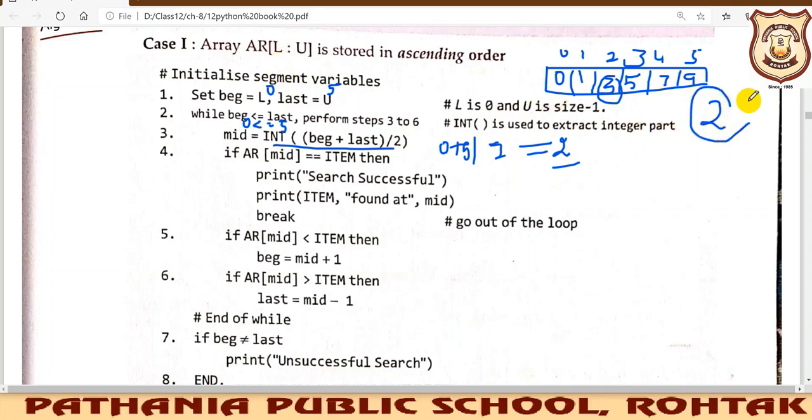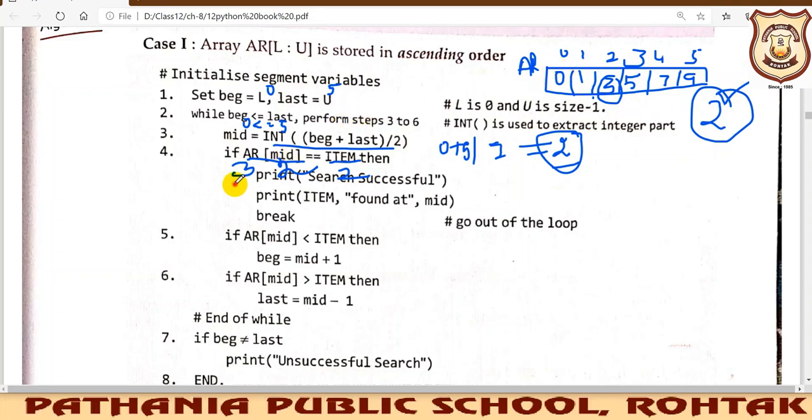My item that I want to search is 2, and AR of mid, this is my array AR. AR0 is 0, AR1 is 1, AR2 is 3, AR3 is 5, AR4 is 7, AR5 is 9. This time, we have calculated the value of mid is 2. So AR2 is 3, and mid is just that element that I want to search, that is item, and that is 2. I want to search whether 2 is present inside this array.